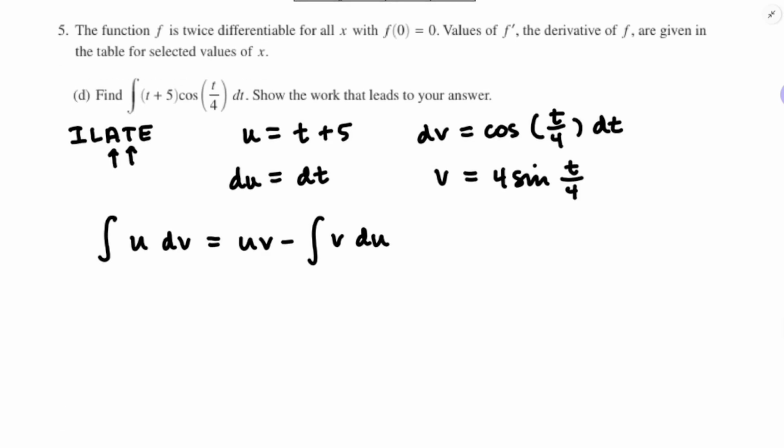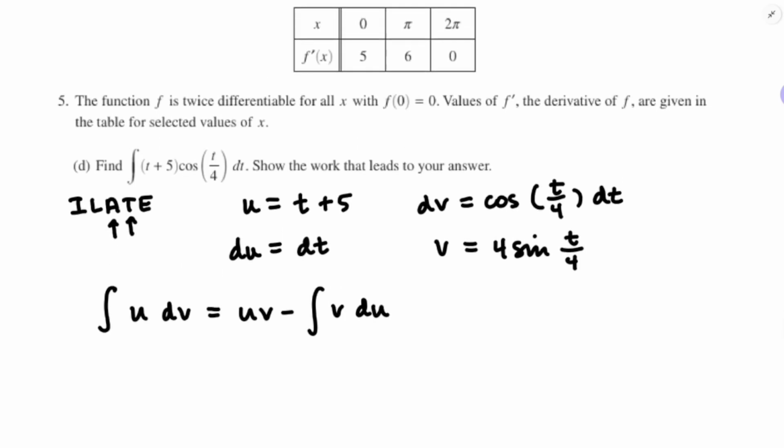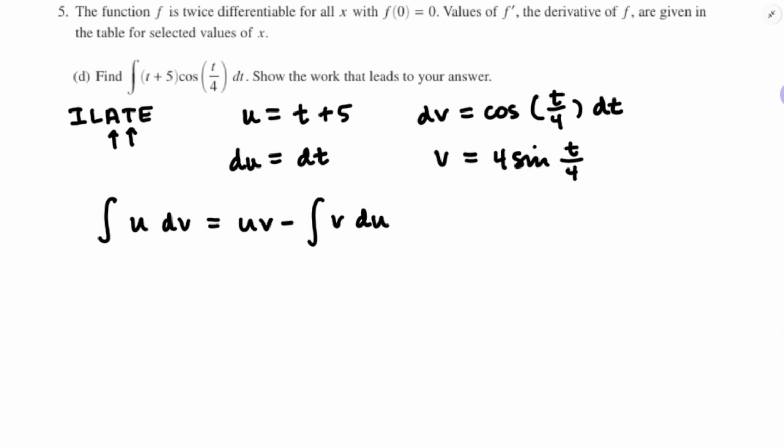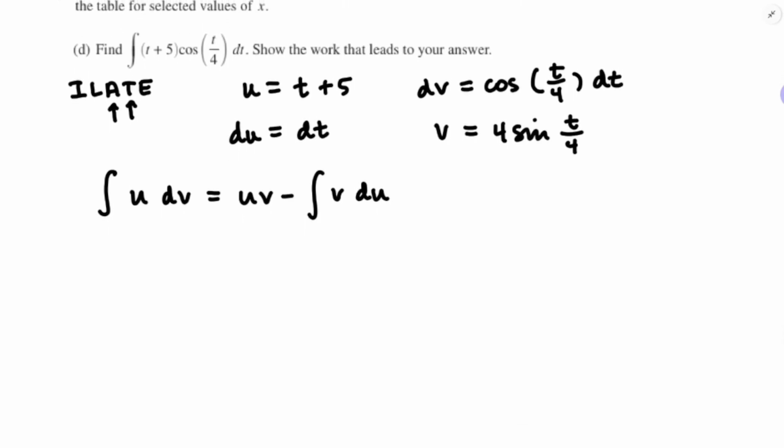I thought we were going to have to do something with the table. Like f prime of t, cosine of t over 4 would have been fun, or something like that, from 0 to pi, or I don't know. Who knows? Or 0 to 2 pi. I'm not really sure what this has to do with the rest of the question.